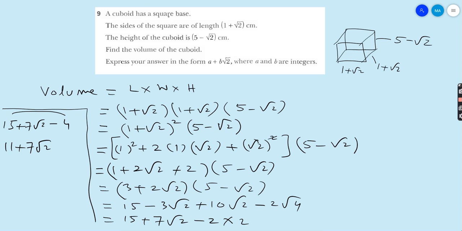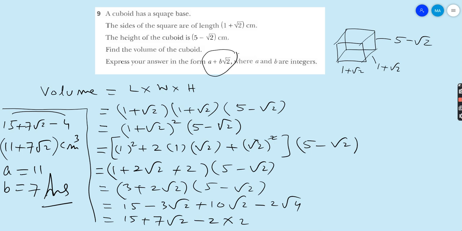11 plus 7 root 2 centimeter cube, because the unit of the volume is cube and all the dimensions are in centimeter. The answer is centimeter cube. So the requirement was to give the answer as a plus b root 2. Here a is 11 and b is what? 7. A is 11 and b is 7. Hope you understand. It is not necessary that you mention a and b, but I am just showing it to you that we have fulfilled the requirement. So this is question number 9.